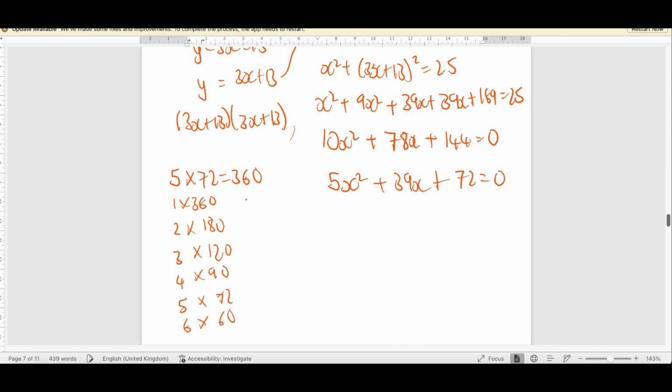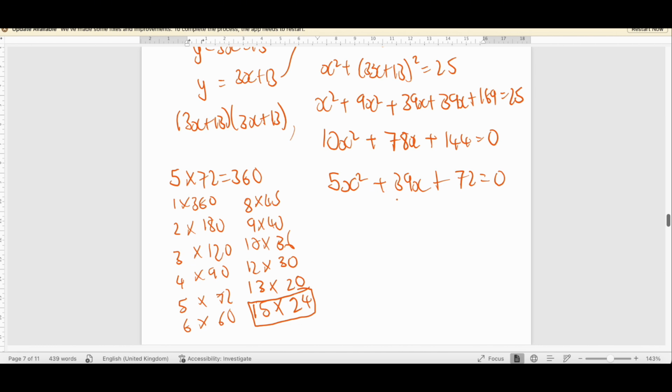7 doesn't go into it, 8 goes into it, times 45, 9 times 40, 10 times 36, 12 times 30, and 13 times 20, 14 doesn't go into it, 15 goes into it, so 15 into 36 is twice remainder 6, so it'd go into it 24 times, and this is the number that we are after because we need it to add up to give 39.